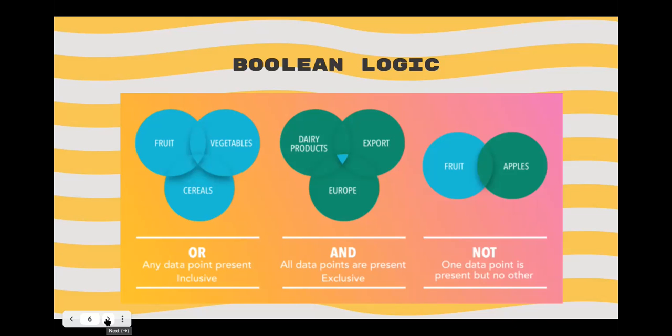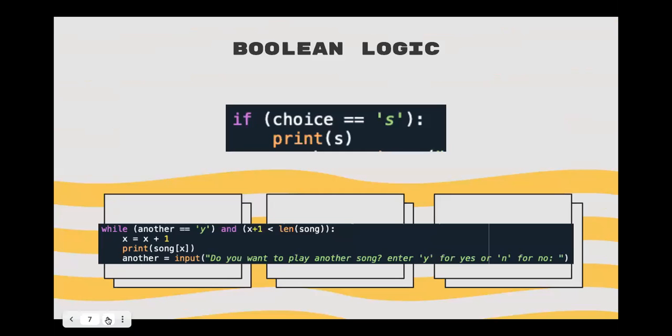And in the next slide, we have an example showing the Boolean logic. If choice equals string s, if that's true, then it would print. And there's a more complex example down there. Yeah, now Isabella will talk about conditionals.